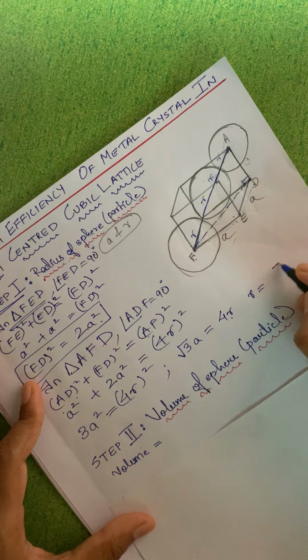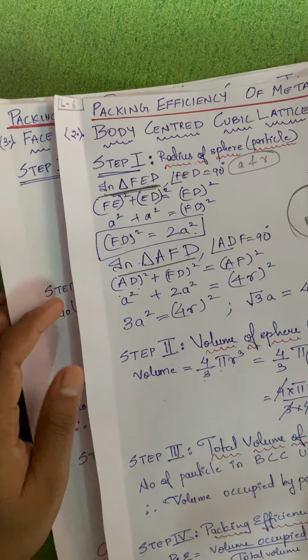Void volume is equal to 100 minus 68, which is nothing but 32%. Even if I compare simple cubic lattice and BCC, BCC has better packing efficiency than simple cubic lattice, since the packing efficiency over here was 52% and over here it is 68%. So, till here it is completed.